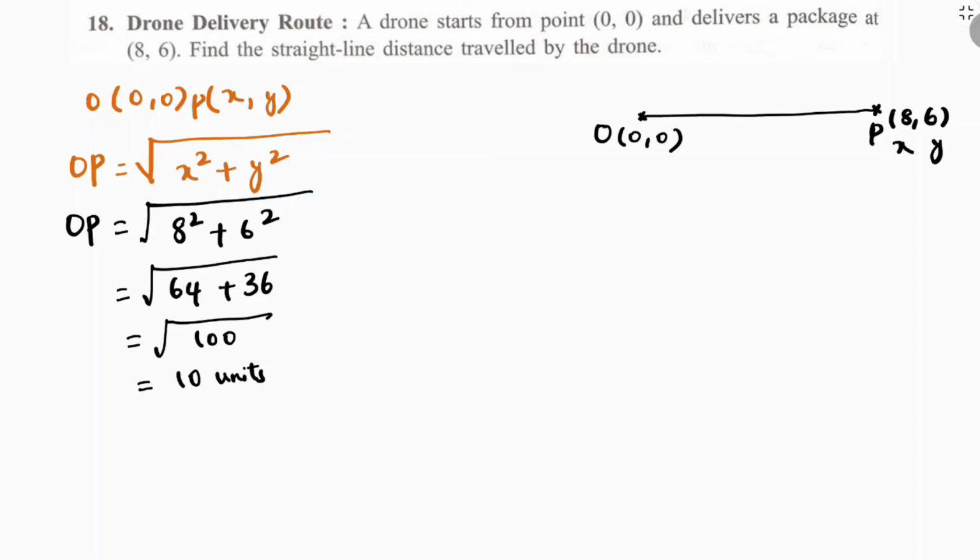So if one point is the origin, you can use this formula, under root x square plus y square. Here the distance between where the drone started, 0, 0, and where it delivers, 8, 6, the distance between these 2 points is 10 units.